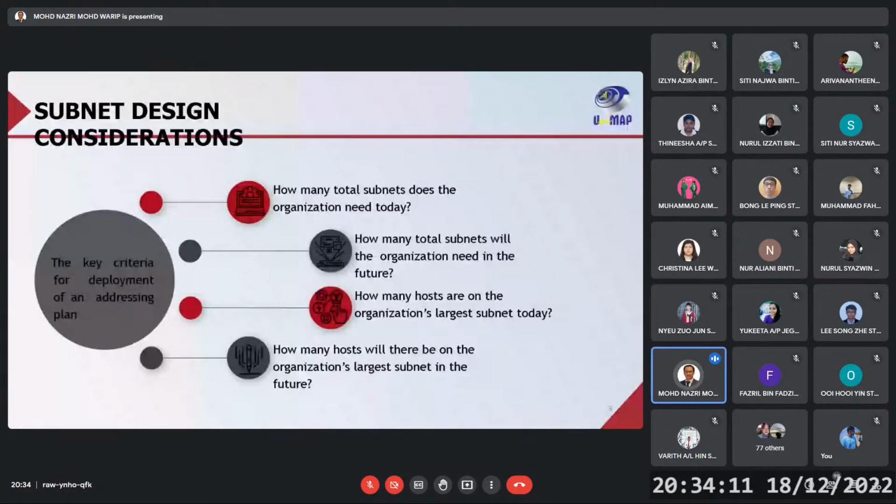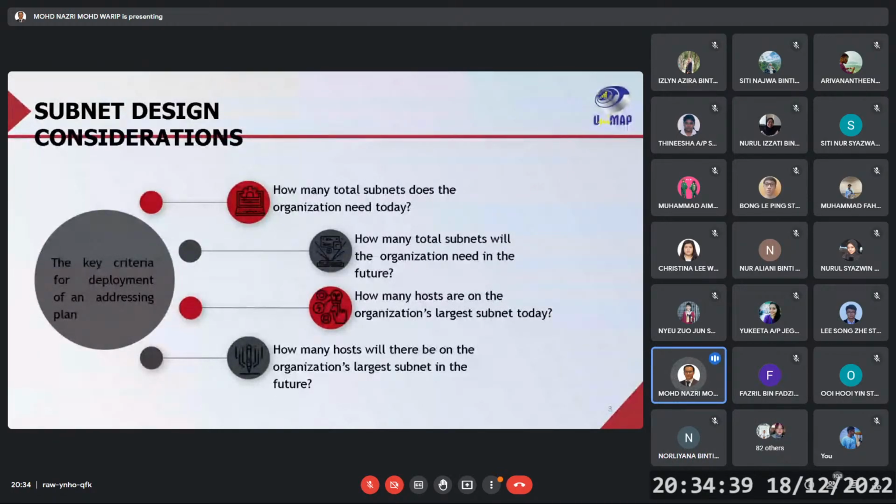For example, what you need to consider when you want to design a subnet. Okay, subnet design. The criteria for deployment of an addressing plan. Number one, you need to know how many total subnets the organization needs today. How many subnets? That means how many VLANs. If it's an enterprise and you need to design 20 VLANs, that means 20 subnets.